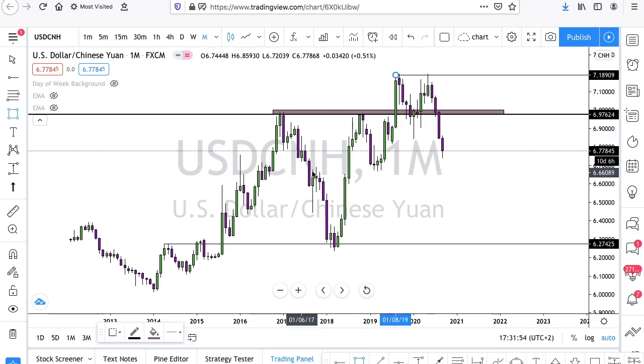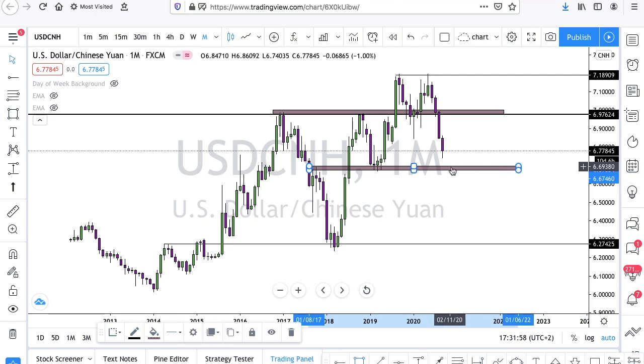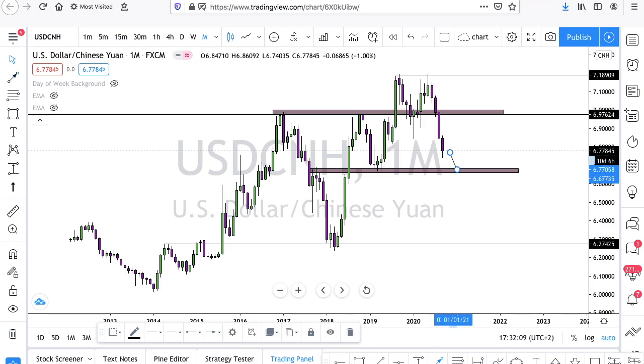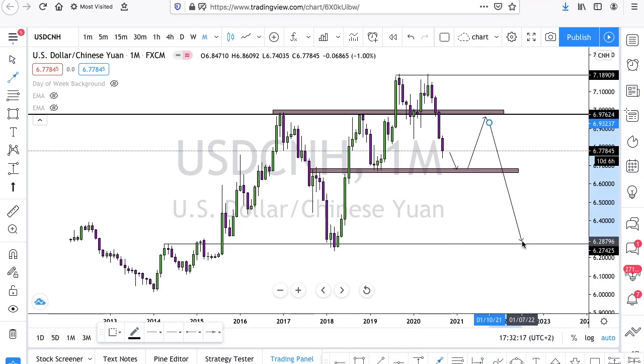So there we have that level. This is where it found support there, then went back. So it might come to this level, then retest the neckline, then drop and come back to 6.2 from a technical point of view.